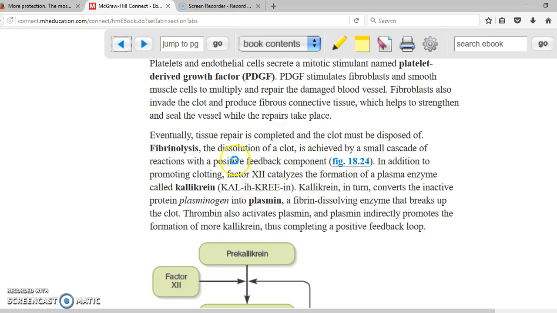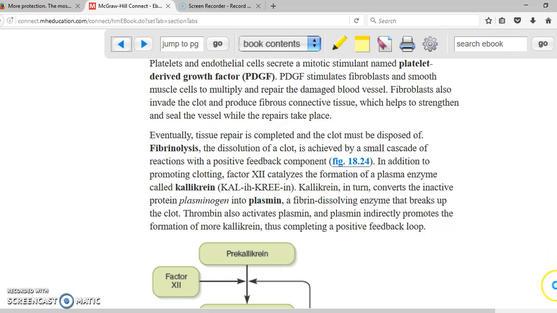After a sequence of events, you're going to activate an enzyme called kallikrein, and then kallikrein is going to create plasmin. And plasmin is an enzyme that is going to destroy the blood clot. Once you destroy the blood clot, then obviously you're going to be able to see the area that was repaired.